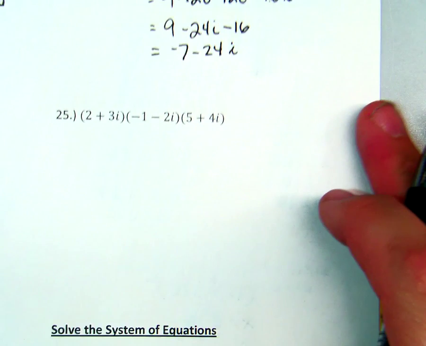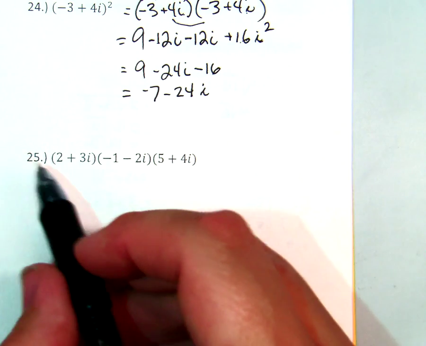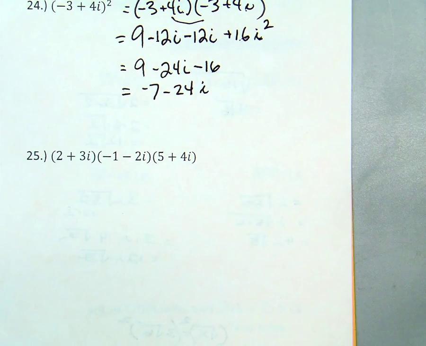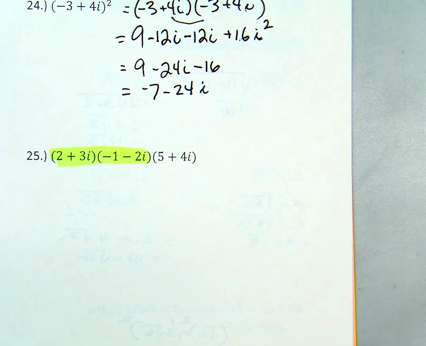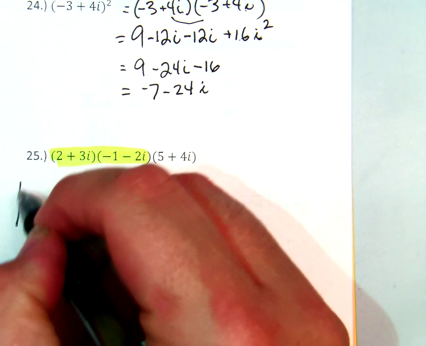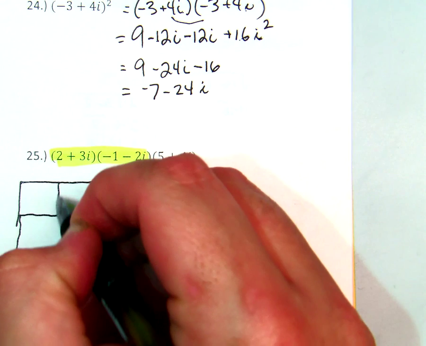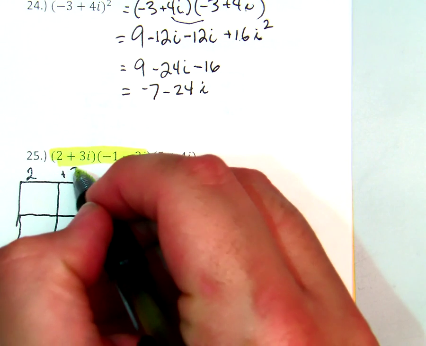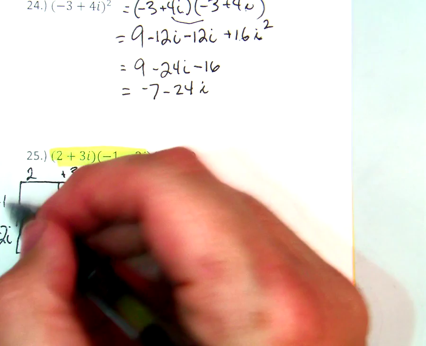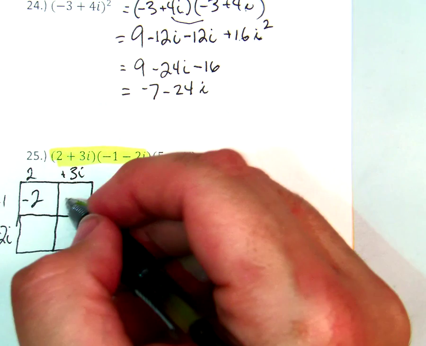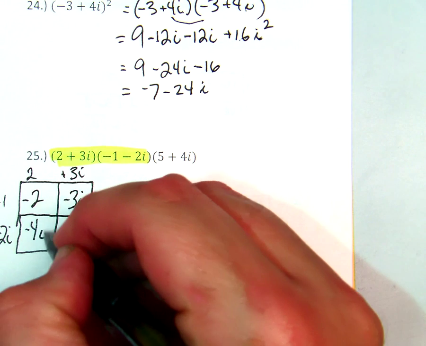I'll keep that there. Now this one, what you want to do is multiply these two first, and then multiply it by the second one. I'm going to use the box for this guy, just so I show different methods. 2 plus 3i, negative 1 minus 2i. That's a negative 2. That's negative 3i. That's negative 4i. And that's negative 6i squared.